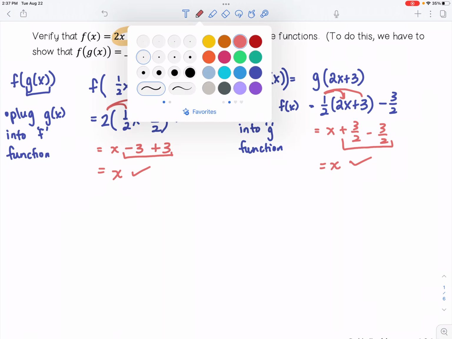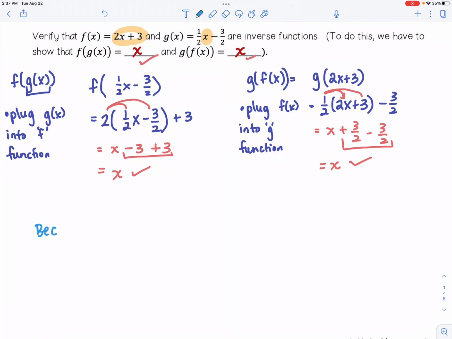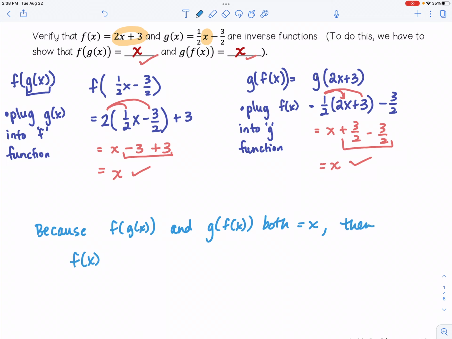Now we can say, because f of g of x and g of f of x both equal x, then f of x and g of x are inverse functions.